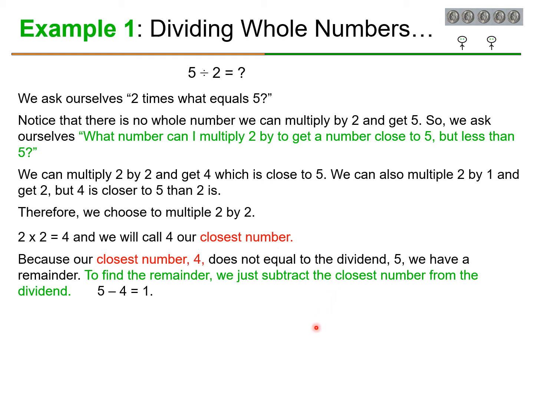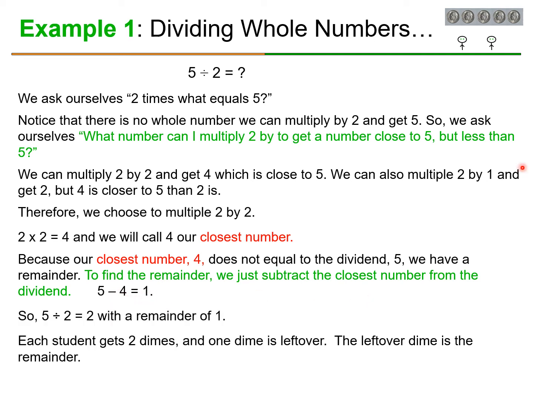Because our closest number to 5, which is 4, does not equal the dividend, which is 5, we have a remainder. To find the remainder, we just subtract the closest number, which is 4, from the dividend, which is 5. 5 minus 4 is equal to 1. So 5 divided by 2 is equal to 2, with a remainder of 1. Each student gets 2 dimes, and 1 dime is left over. The leftover dime is the remainder.